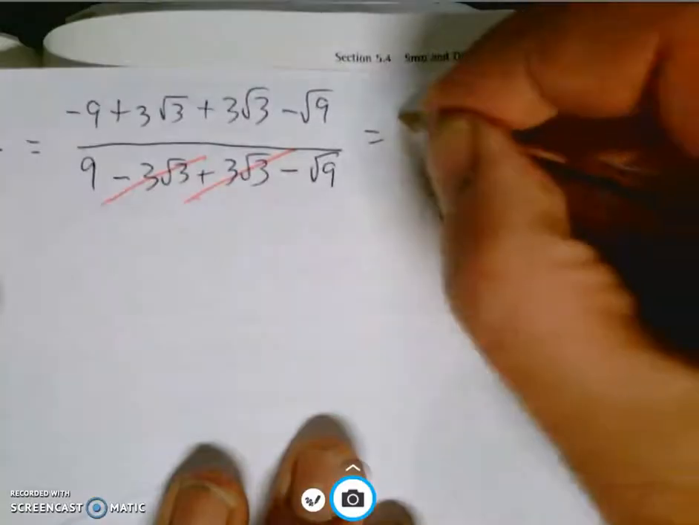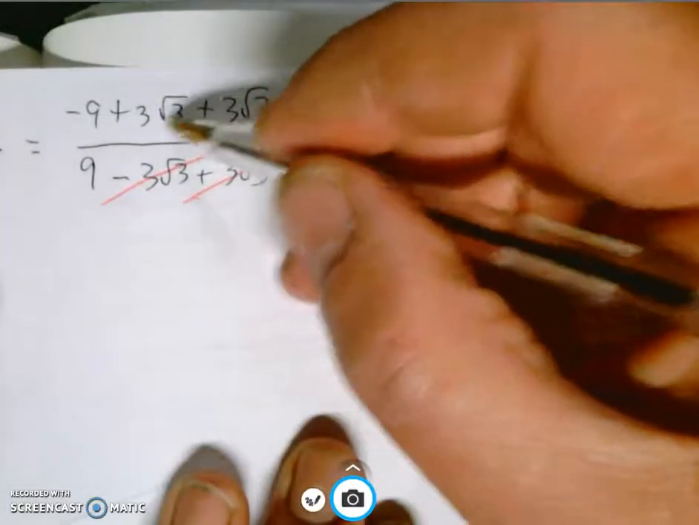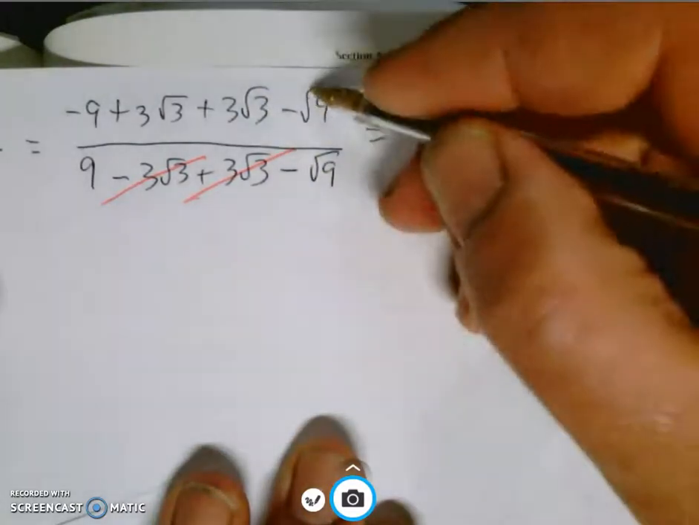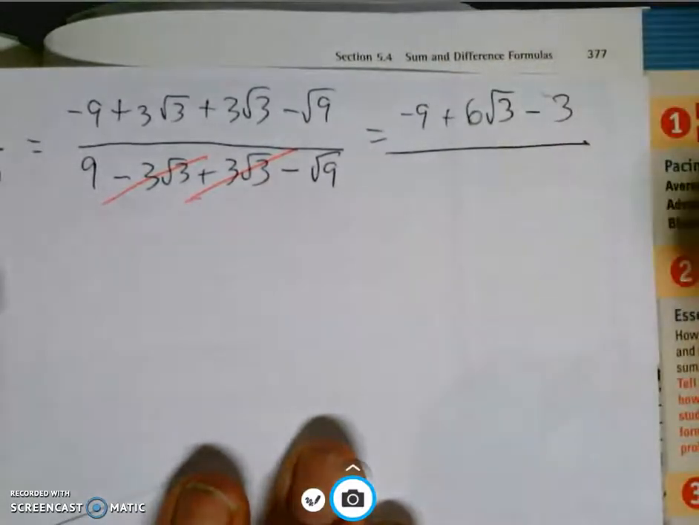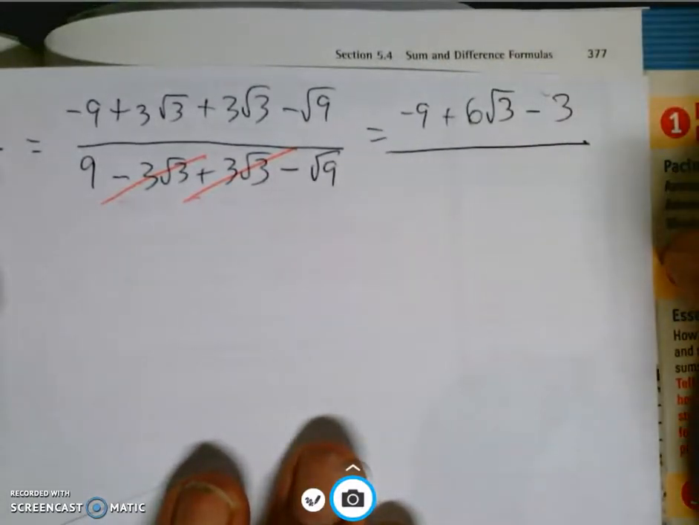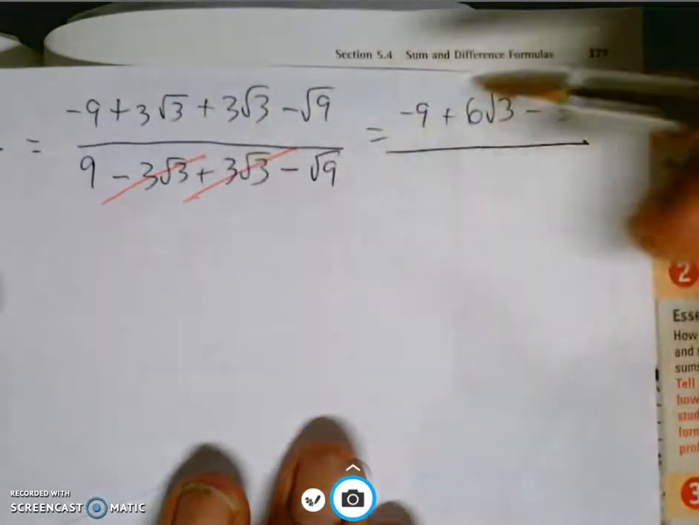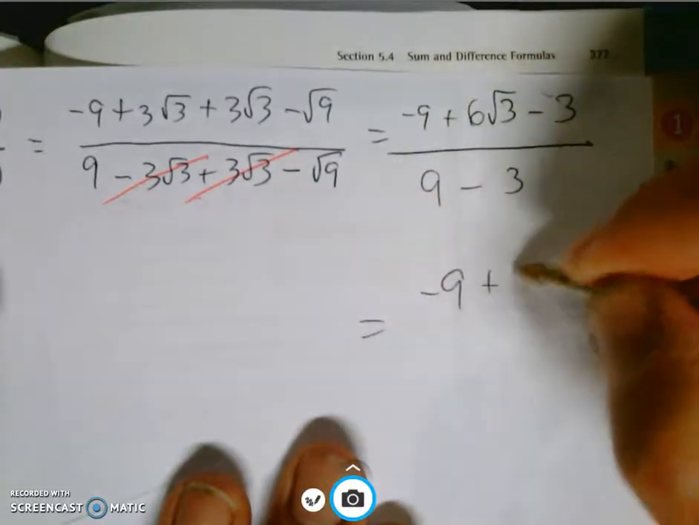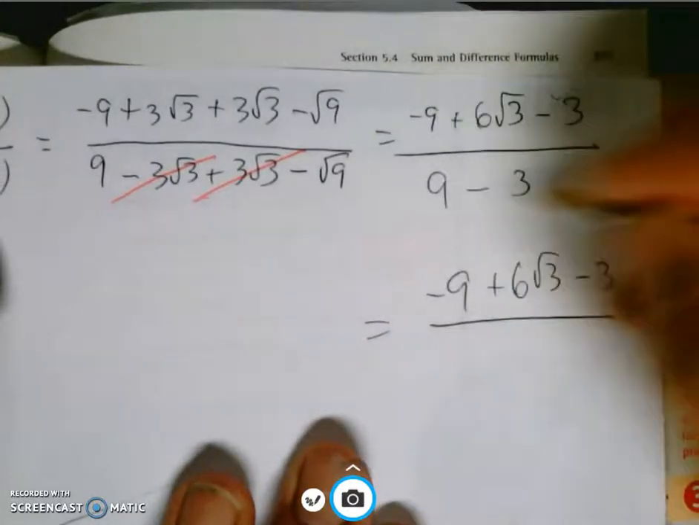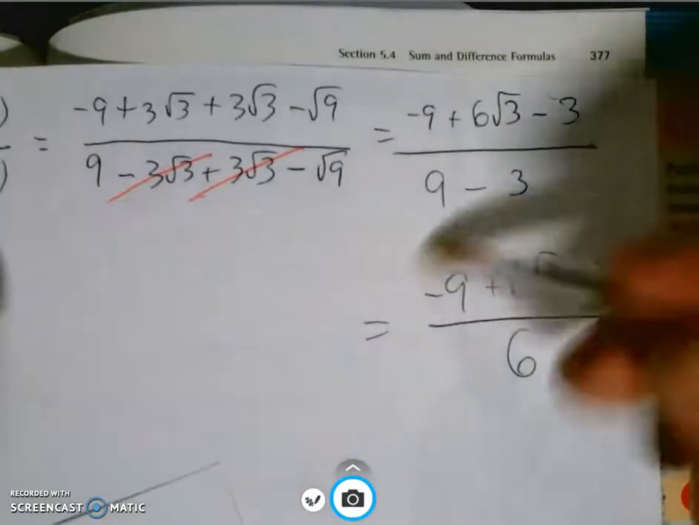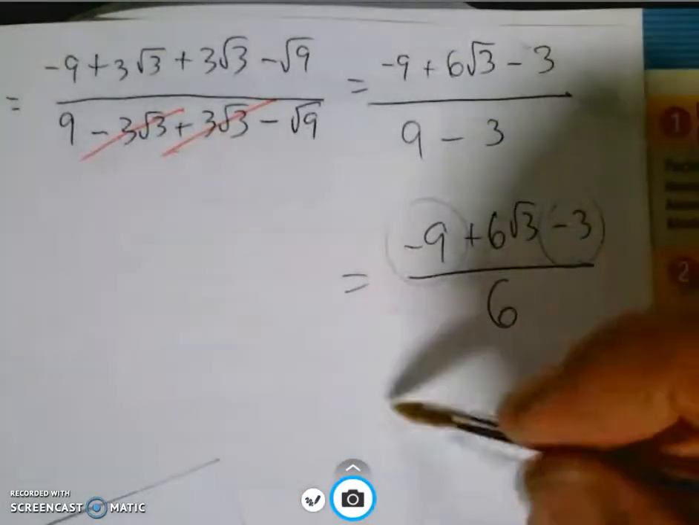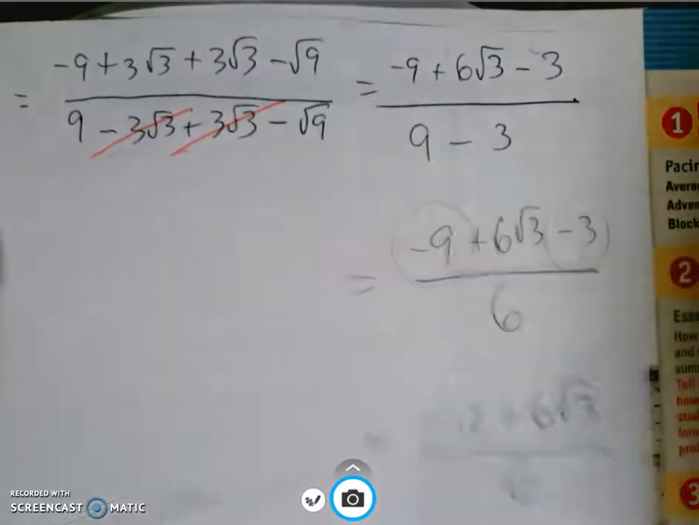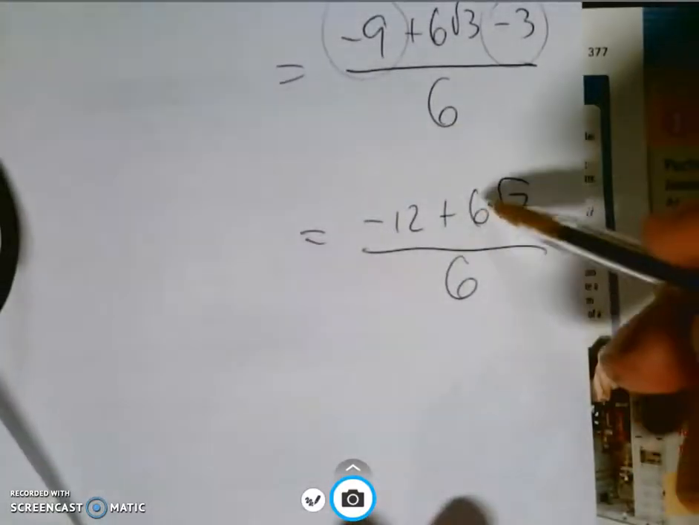Take it one step at a time. -9. 3 and 3, so this is like 3x plus 3x. It's 6x, or 6 of these radical 3's. Radical 9 is just 3. Oh my goodness. Almost done. 9 minus radical 9, so that's 9 minus 3, which is 6 on the bottom. On the top, we have -9 plus 6 radical 3 minus 3. The 9 and this 3 can be combined because they're whole numbers, and you get that.